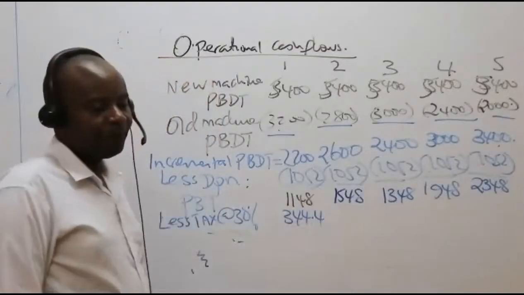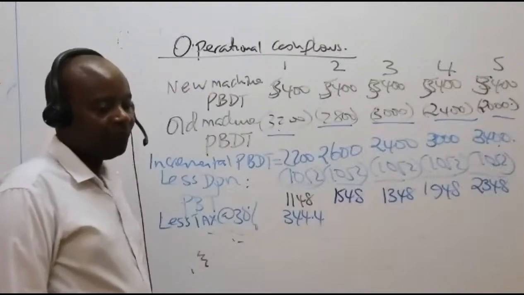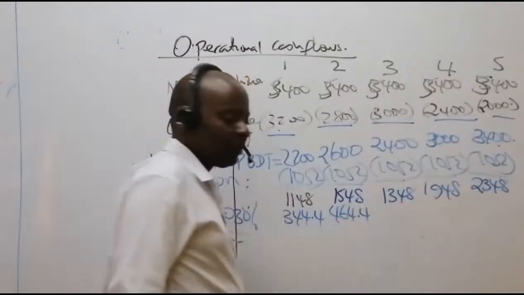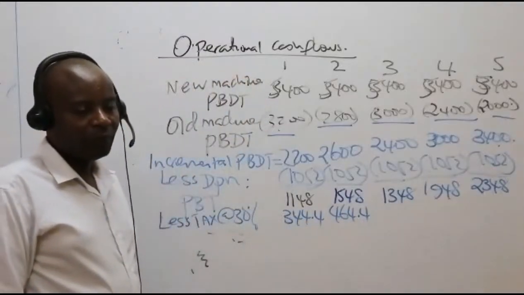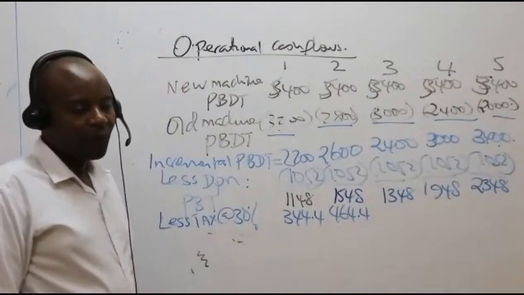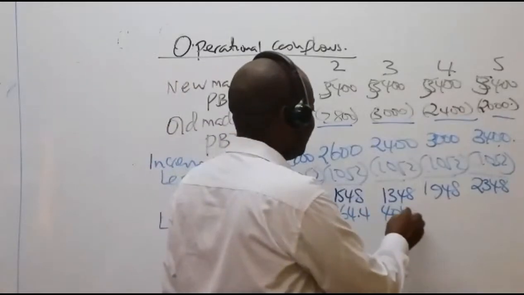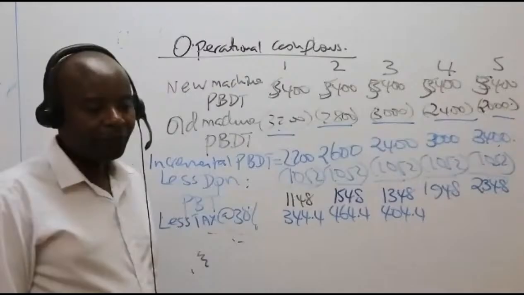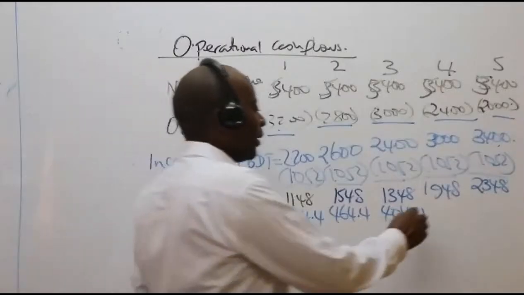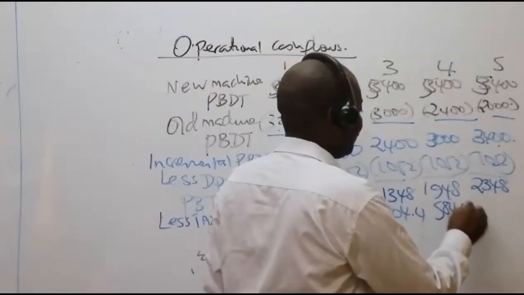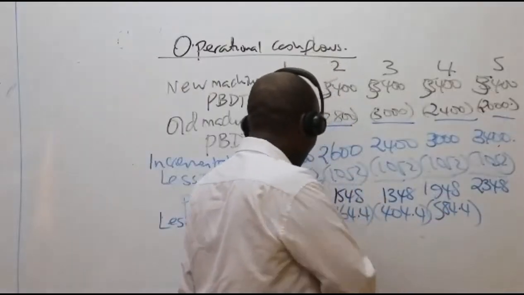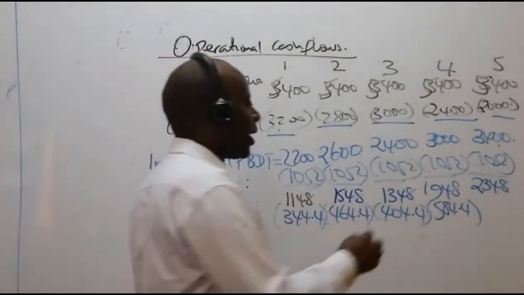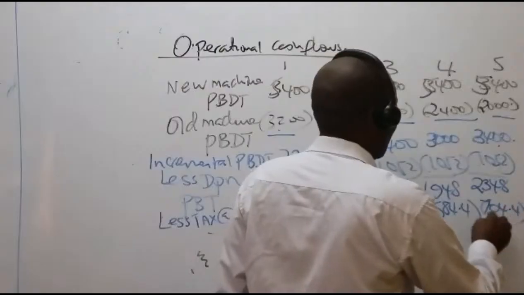30% of this, 464.4. 404.4. 584.4. The last one, 704.4. So subtract like that.